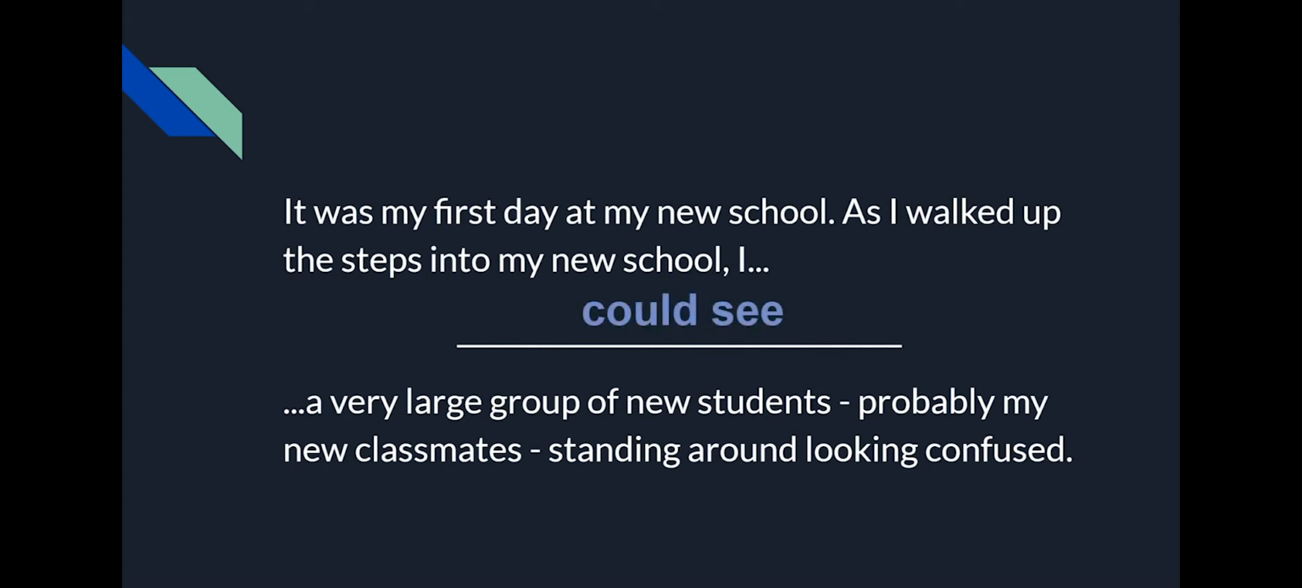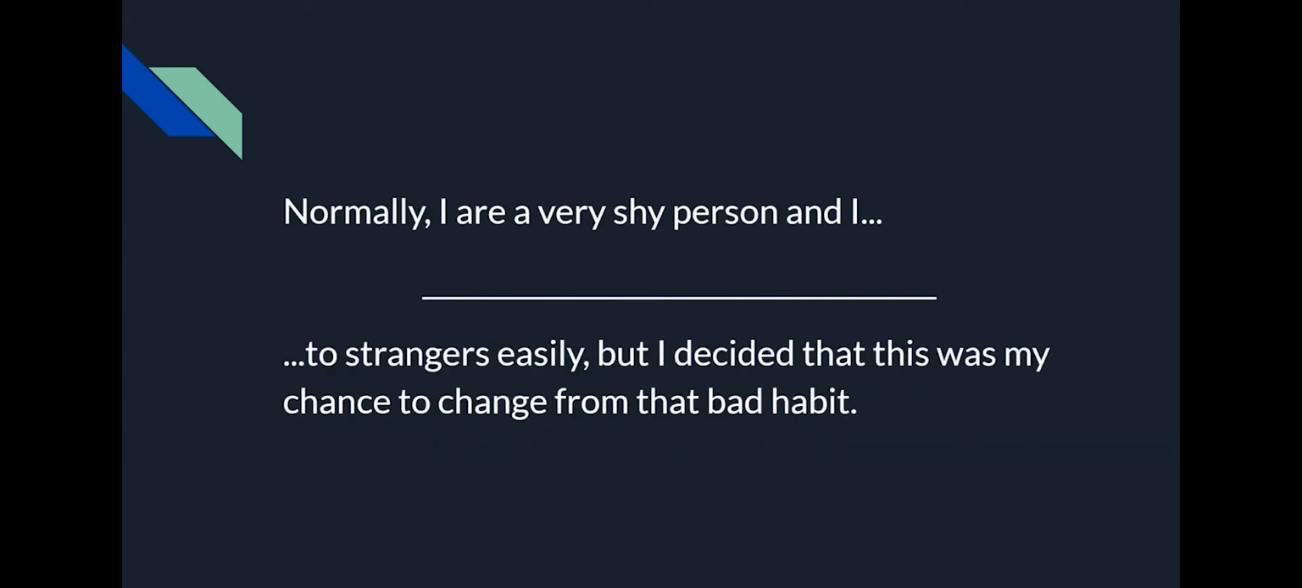I could see a very large group of new students, probably my new classmates, standing around looking confused. So the second sentence is, normally I are a very shy person and I, possibility plus to talk, but the negative form. So we're going to take a possibility modal verb like can, and then we need the negative not, and then talk. So cannot talk or can't talk to strangers easily.